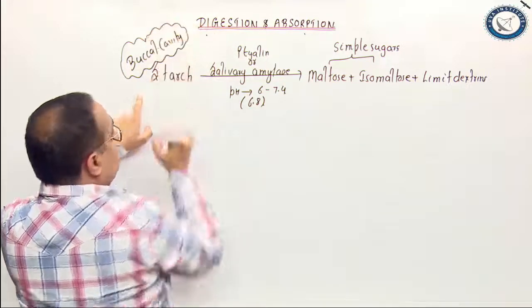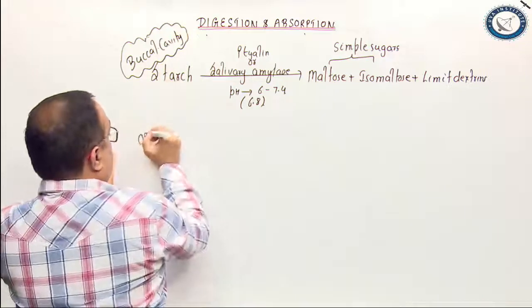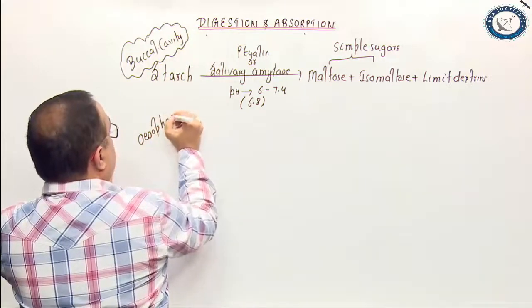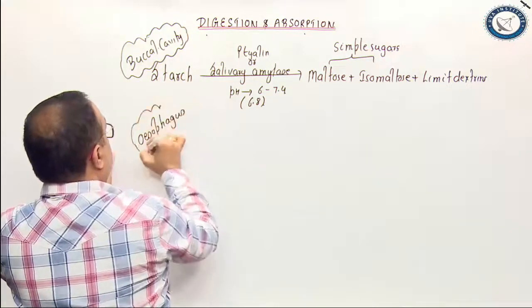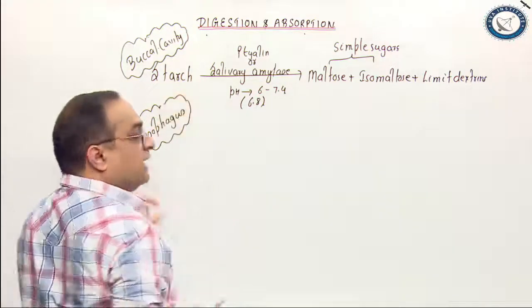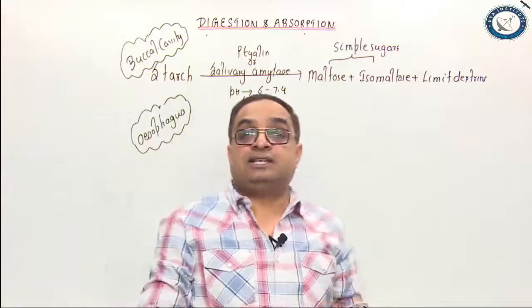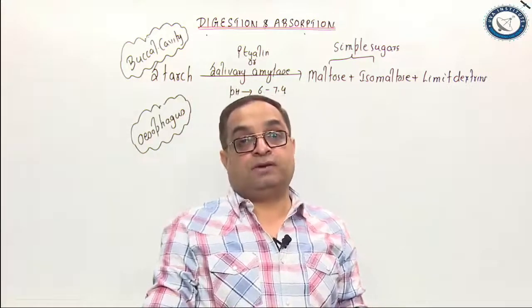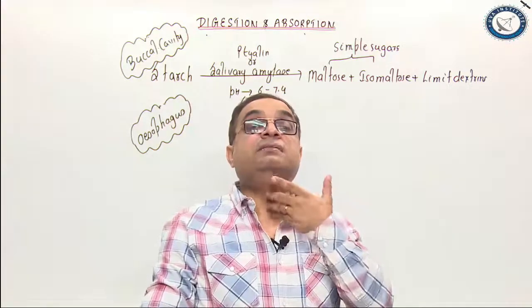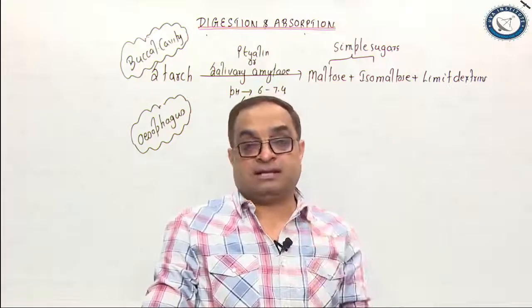It's the beginning of the starch digestion. As I told you, the esophagus doesn't secrete any digestive enzyme. It's only a passage, but the starch digestion continues in the esophagus. Why? Because the salivary amylase will continue doing its activity.